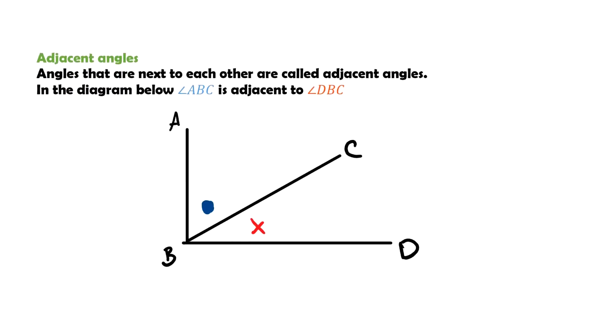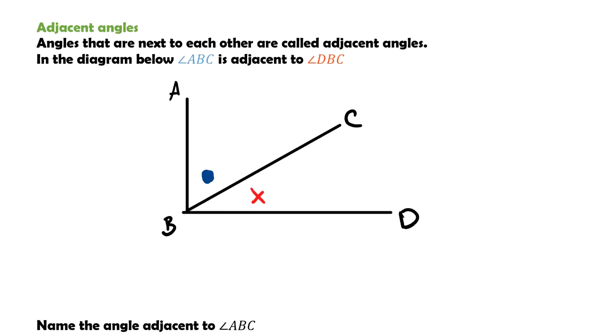Now, we can also call angles adjacent angles. So angles that are next to each other are what we call adjacent angles. So adjacent just means next to. And in the diagram below, we have angle, in the blue dot there, angle ABC. And we're saying that that is adjacent to angle DBC. Okay? So that is what adjacent is.